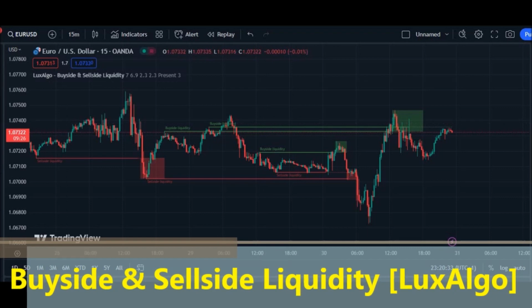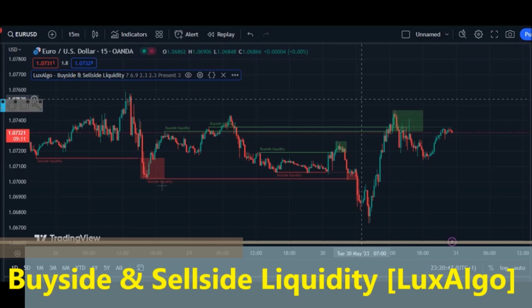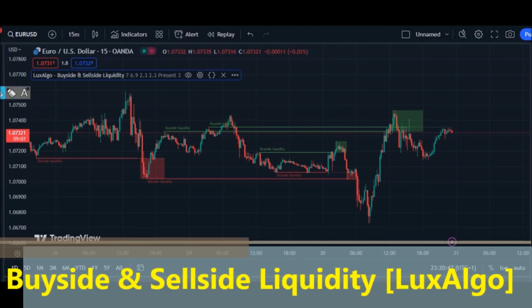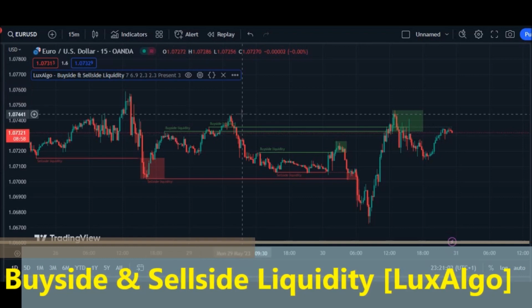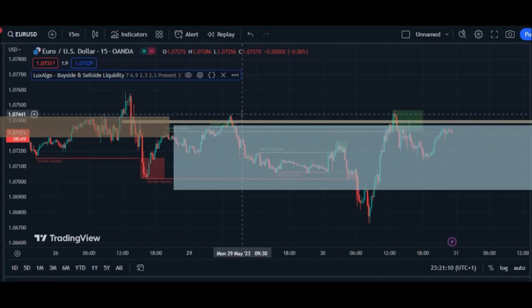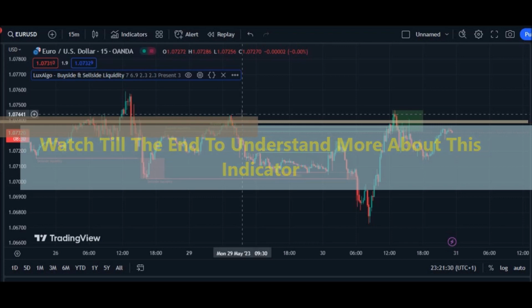And basically, as you can see on my chart right here, the buy side liquidity is on your resistance level and the sell side liquidity is on your support level. Okay, so guys, basically we're just going to focus on what it shows so that we'll be able to use it executing trades. It's a very effective indicator, so stick here till the end so that we can really understand more about this indicator. Okay, so let me start with the description of this indicator.